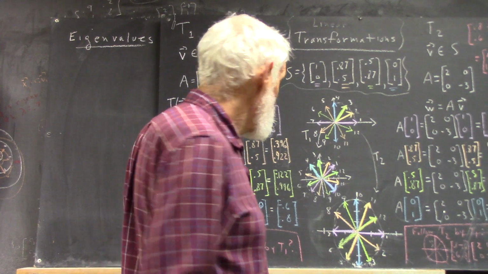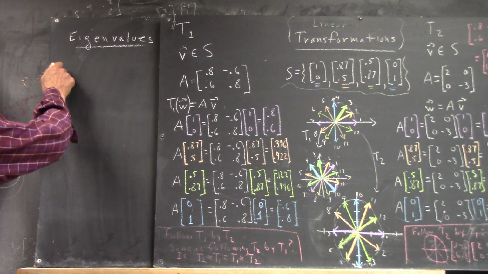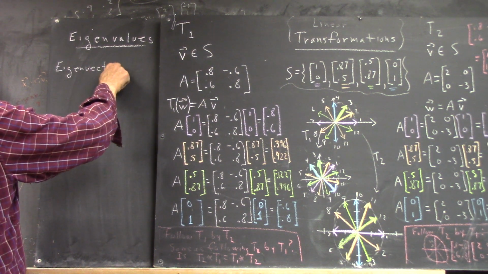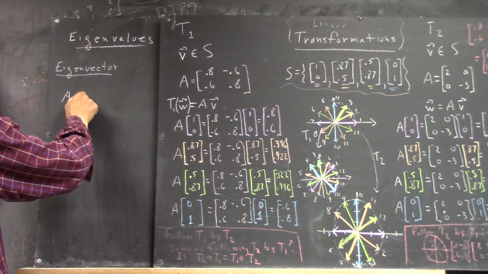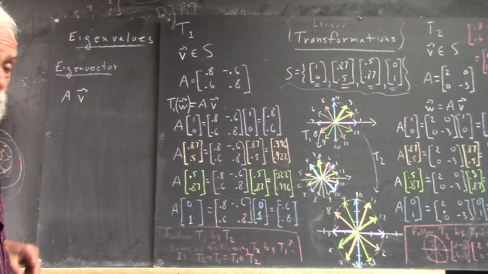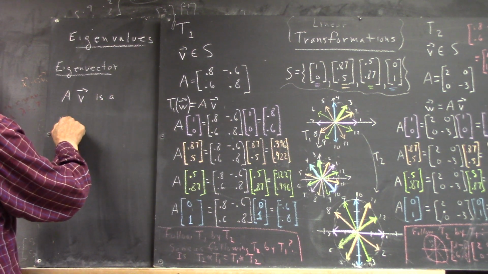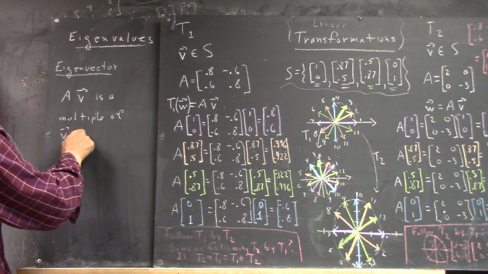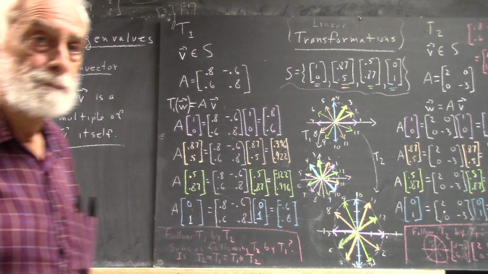Now, there's more to it, but an eigenvector satisfies this. The matrix A multiplied by the vector v is a multiple of v itself.